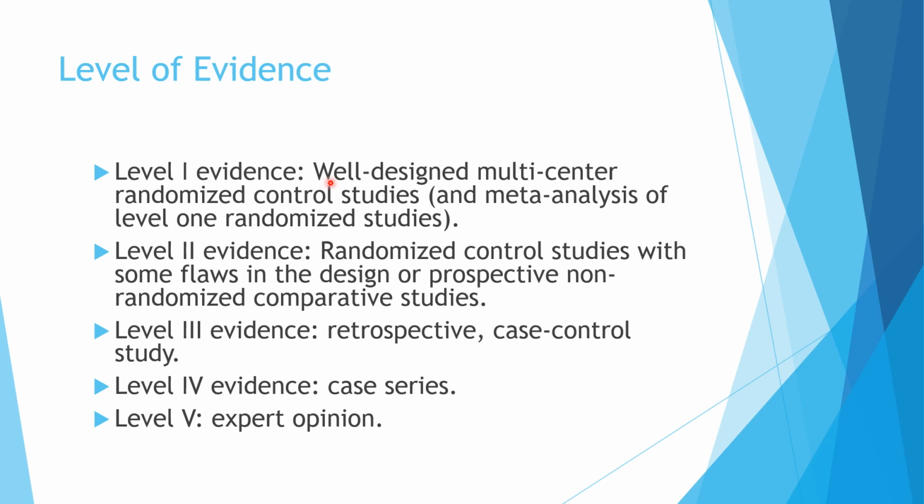So it has to be a well-designed study. It cannot have major flaws in the design, and it has to be randomized. So the patients should be randomized to the treatment options. Another option of level 1 evidence is meta-analysis of level 1 randomized studies. So level 1 is the highest evidence. It's well-designed, multi-center, randomized control studies, meaning that the patients are randomized to the treatment options, and it cannot have major flaws. Or it can be meta-analysis of level 1 randomized studies.